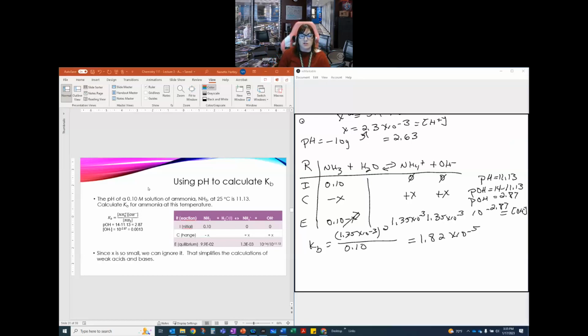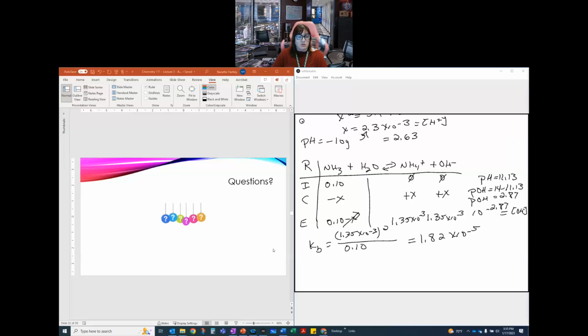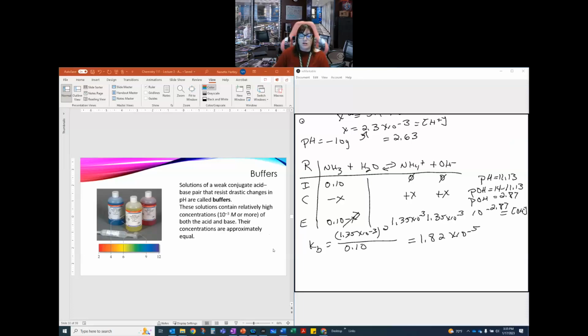The hiccup here comes because I was given a pH and not a pOH. So I need to find a way to find that concentration of OH minus. And again, how I get there is not important. You'll notice that this table says 10 to the negative 14th divided by 10 to the negative 11.13, and that works too. That will get you the same value, okay? So that's our calculations that we will do for that.